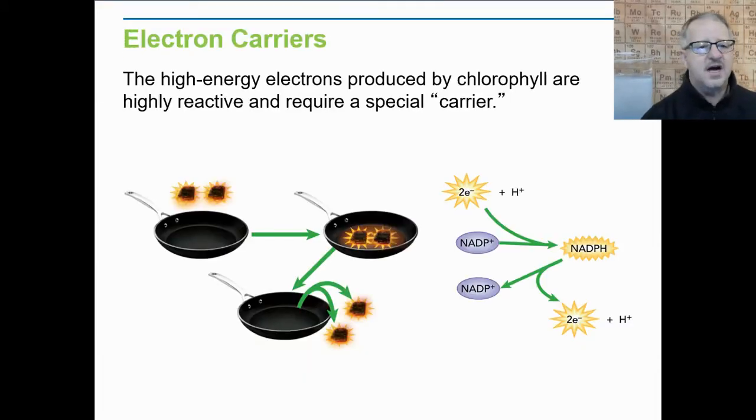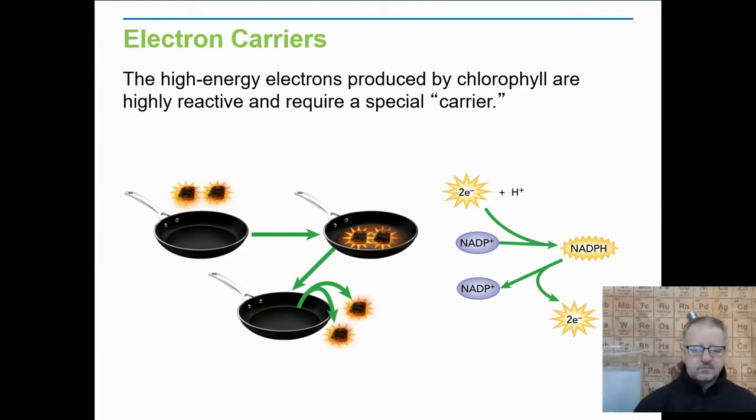All right, let's talk about high energy electrons. Let's think about the high energy electron as being similar to a hot coal. And like a pan that would be used to carry those hot coals, NADP plus carries pairs of electrons as well as an H plus ion from place to place.